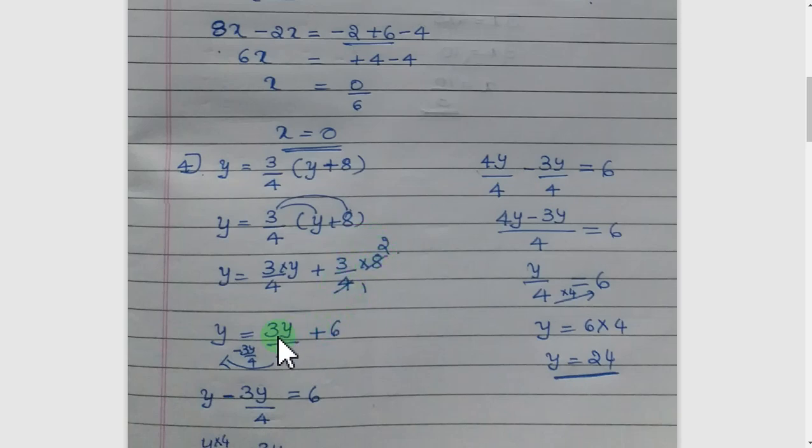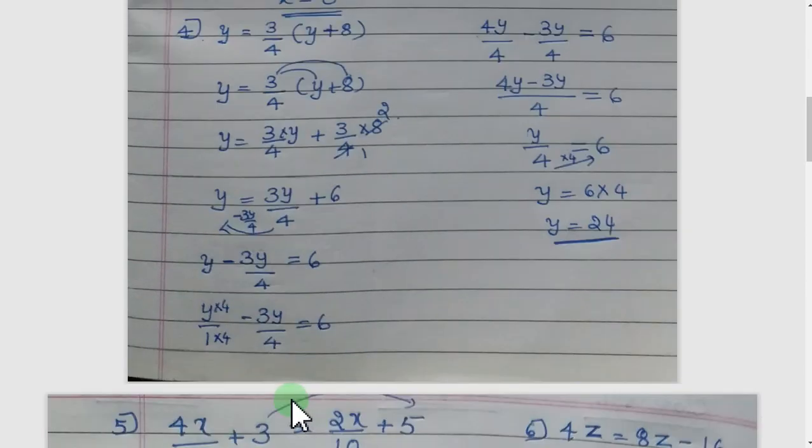Now we will take the variable to the other side. This is the variable. The term which contains a variable, that whole becomes the variable. Now we will take this to the other side. y minus 3y by 4 is equal to 6. Now how to simplify here? Here again fraction addition and subtraction you have learnt. That way you have to simplify.